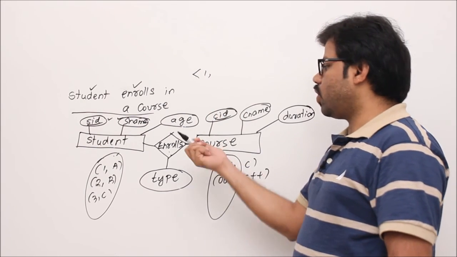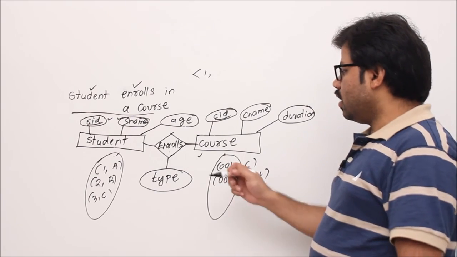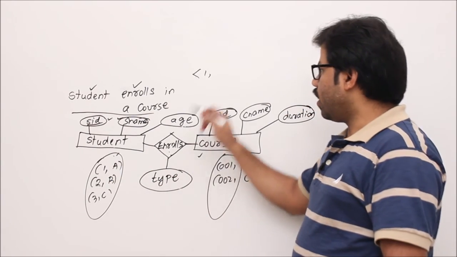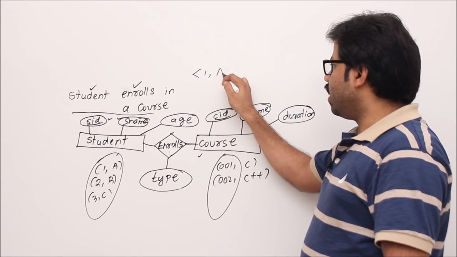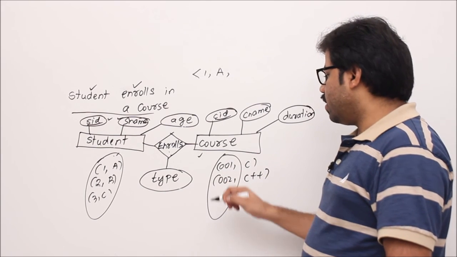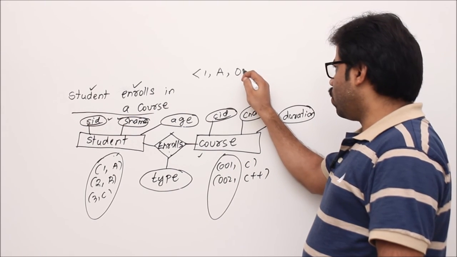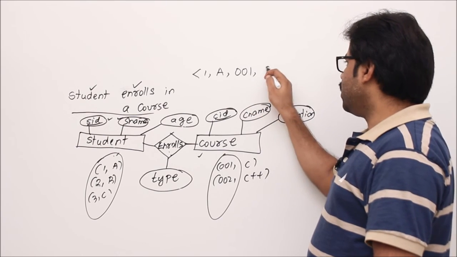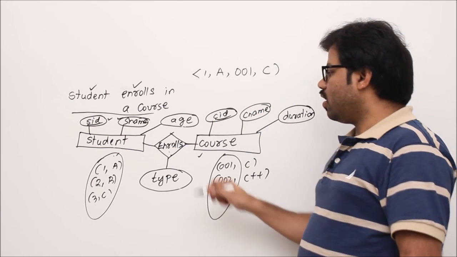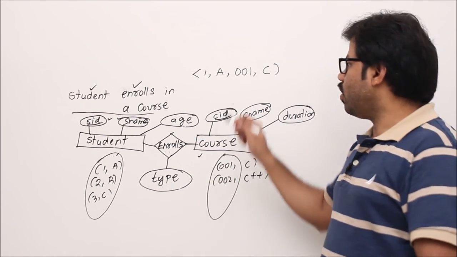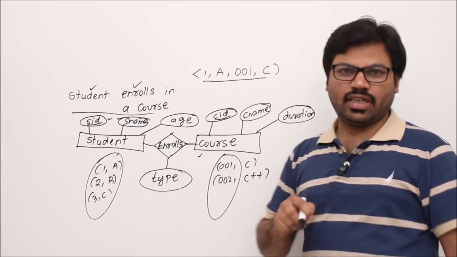Simple. It's a Cartesian product, I can say. Correct? Otherwise, it will have 4 attributes. Student 1 and his name A. Correct? Then he is going to enroll for a course 001 and course name is C. In that way, we can record enrolls information. So enrolls also can be mathematically represented.